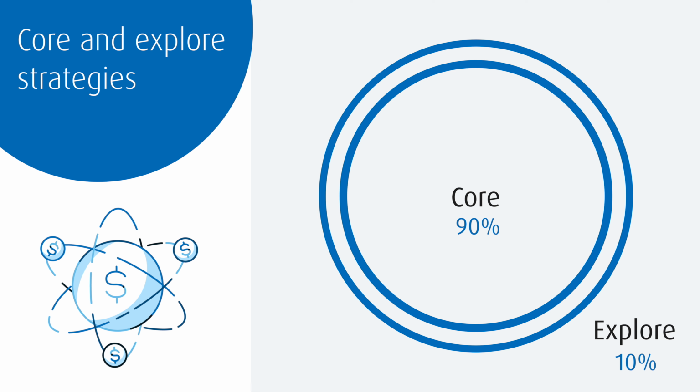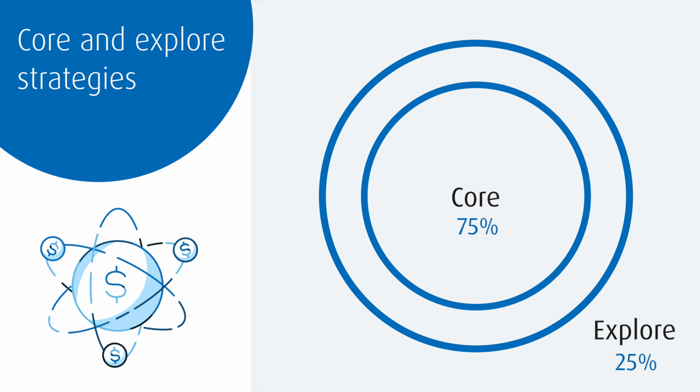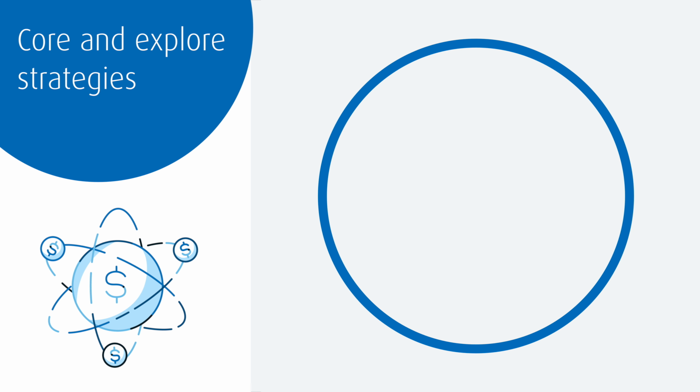These numbers aren't hard and fast. Some might prefer to have a small Core, and maybe their split is 75% Core and 25% Explore. It's worth pointing out that you don't even need to have any Explore if you don't want to. Many investors use one particular investment strategy for their entire portfolio. But let's take a look at some example Core and Explore portfolios that are not uncommon.